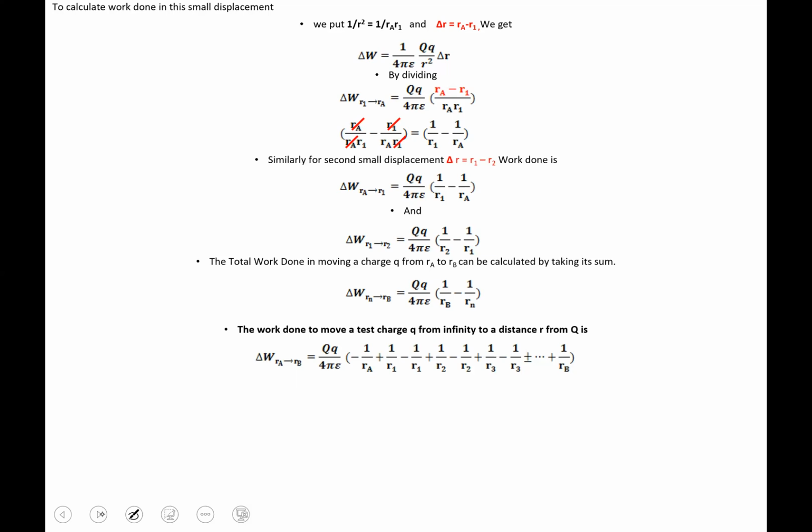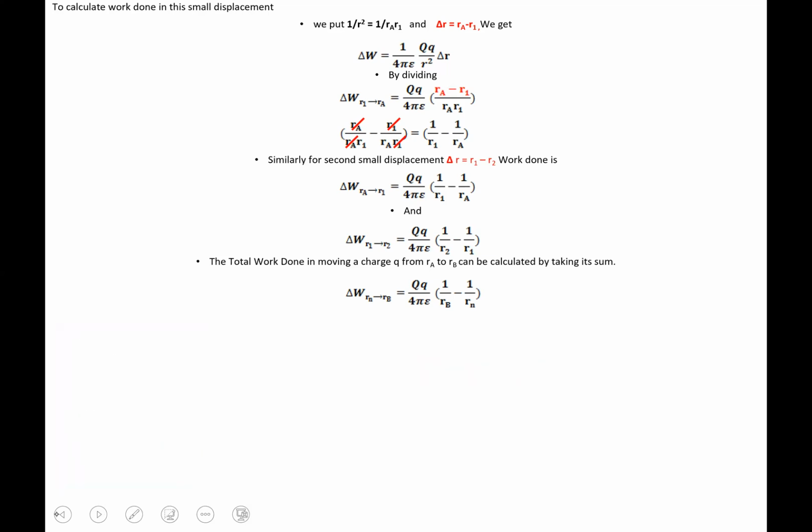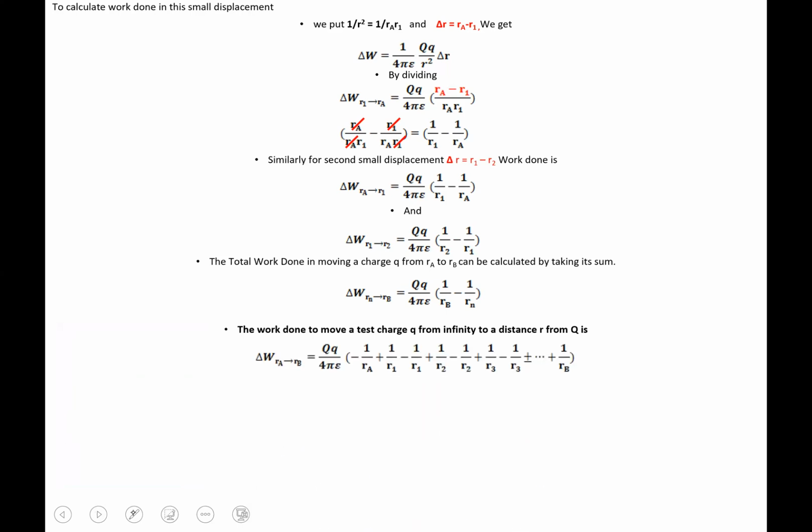We add them all. We have taken common the isolated charge Q because it is the same in all of those, and the test charge is the same as well. 4 pi epsilon naught is also constant, so we have taken it common. So what we are left with in terms is minus 1 over r1 plus 1 over r1, minus 1 over r2 plus 1 over r2, minus 1 over r3 plus 1 over r3, and so on till nth. The value at the end is going to be 1 over rb.